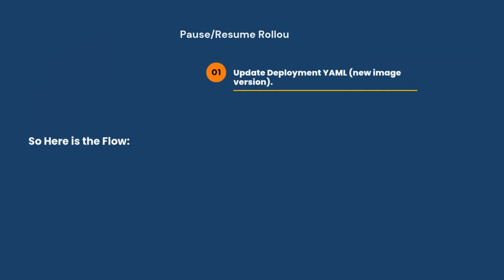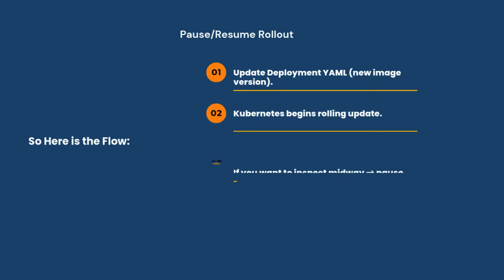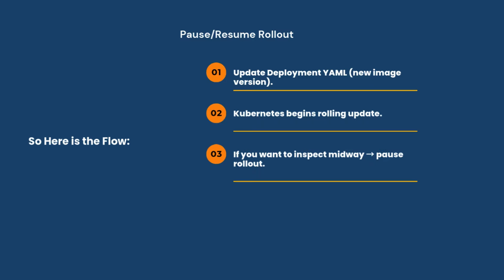So here's the flow. Number 1, update the deployment YAML with the new image version. Number 2, Kubernetes begins the rolling update. Number 3, if you want to inspect midway, pause the rollout. Number 4, once confident, resume the rollout. This is super useful in production because it gives you more fine-grained control over how fast changes go live.